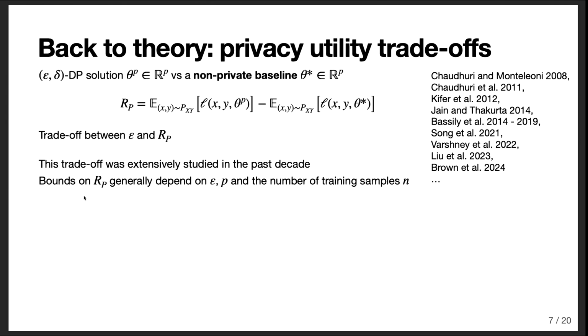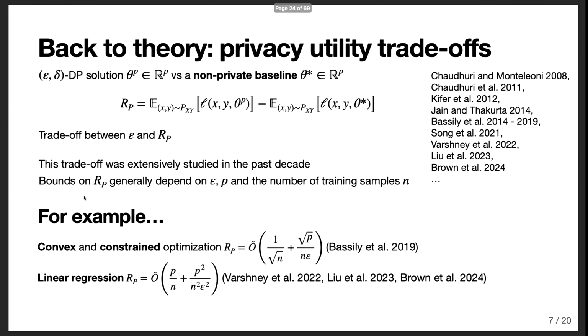Sorry, not really. Yeah, maybe in the epsilon equal to 1,000 case with respect to epsilon equal to 1 case. And there is a clear trade-off. This is the trade-off between privacy and accuracy, and this trade-off has been very extensively studied in the last decade. People gave upper bounds and lower bounds on this quantity, and generally these bounds depend on epsilon, the privacy parameter, p, the number of trainable parameters, and n, the number of training samples. Just to give you two examples to make you realize what I'm talking about.